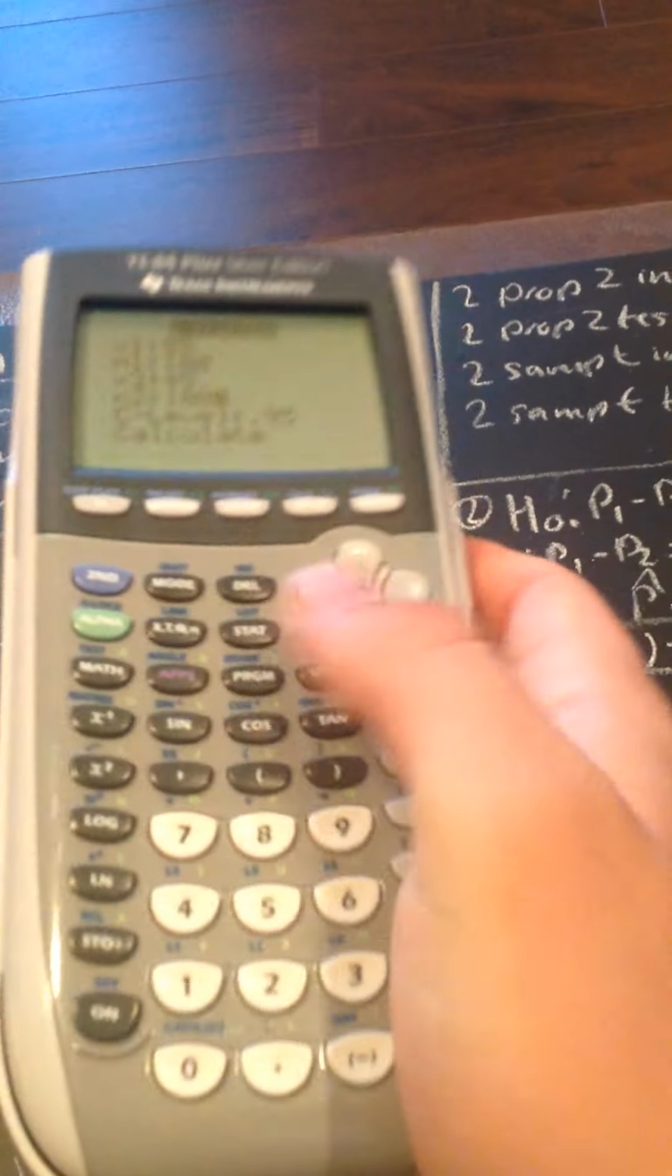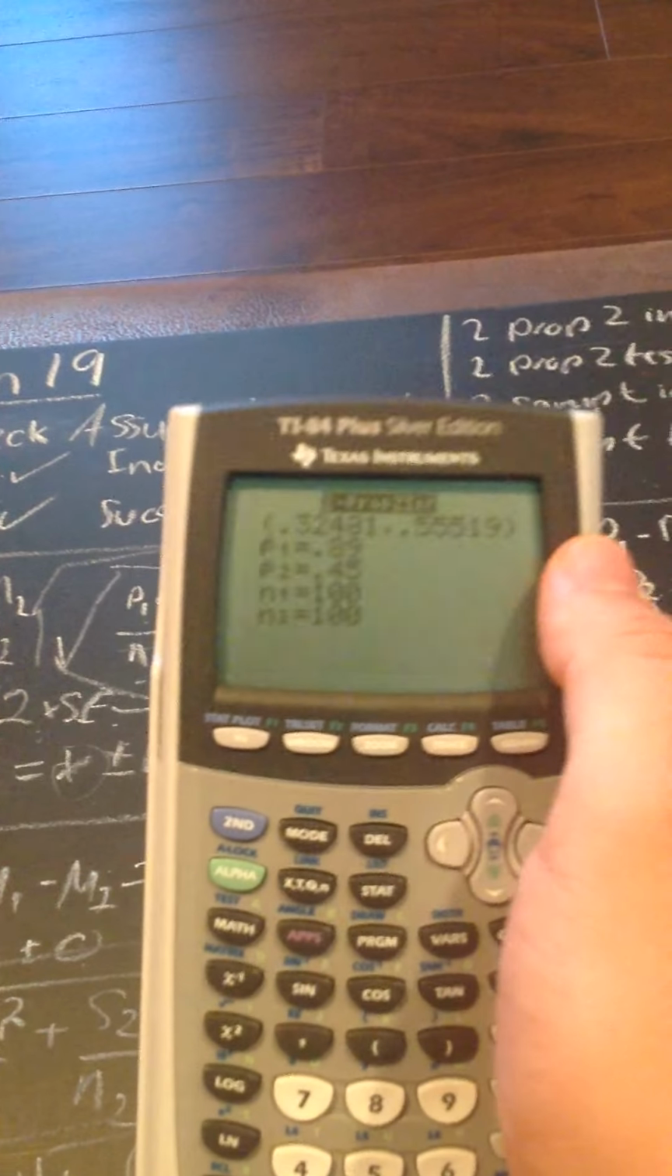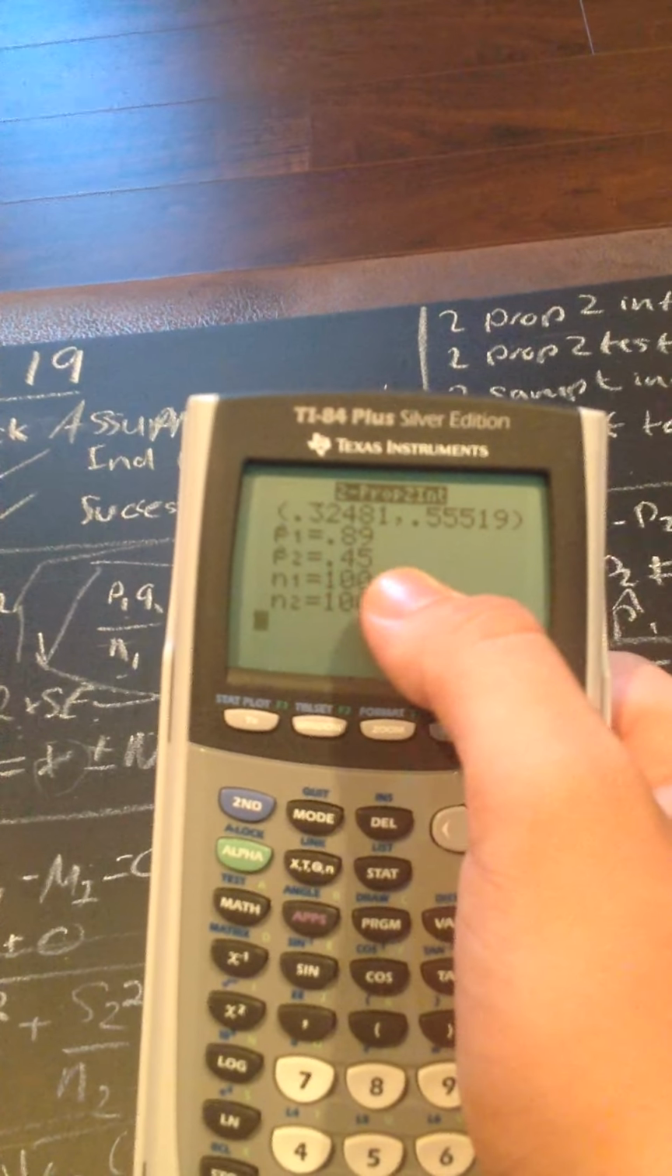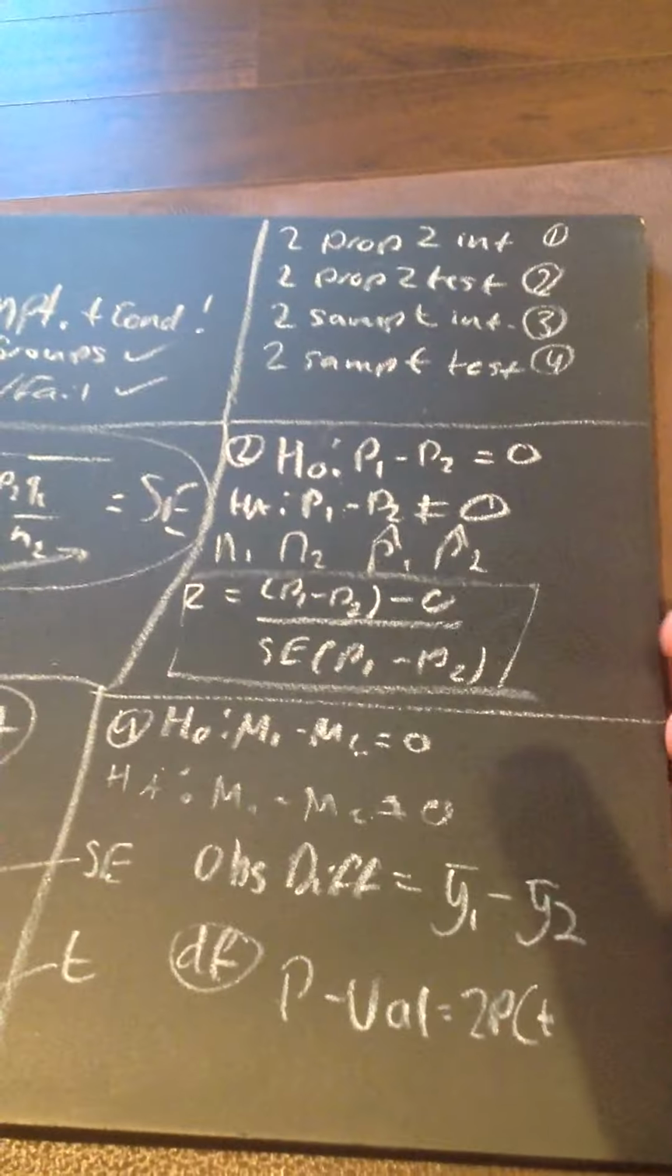And again, 100. Confidence level 95. I just want them to give me simple numbers. You see, there's my interval. There's my p hat 1, p hat 2, n1, and n2. Boom. Solved. Just put the answer down on the paper.